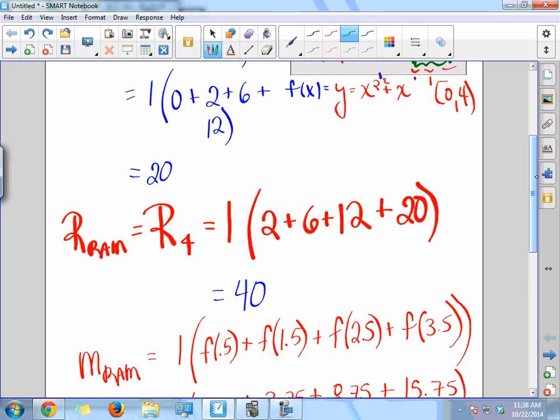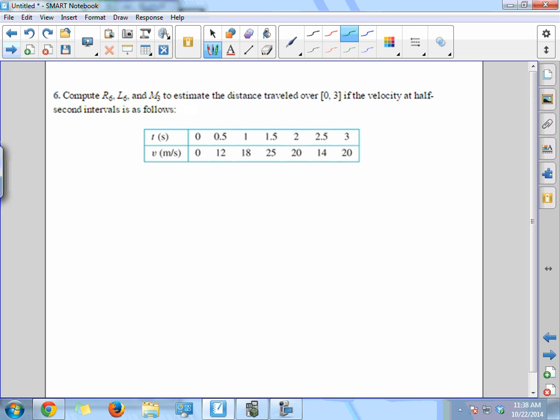So I've shown you how to do it with a function, and I wanted to show you how to do it with a table also, because this comes up on the AP exam a lot. I have this example here where I'm probably just going to do R6, and, well, I could do all three of them, I guess. I want to estimate the distance traveled over 0 to 3 if the velocity at half-second intervals is as follows. If I have velocity and I want position or distance traveled, then I need to basically take the antiderivative. The easiest way to do that in terms of a table is to calculate your Riemann sum, because the area underneath that curve is going to represent the antiderivative over an interval.